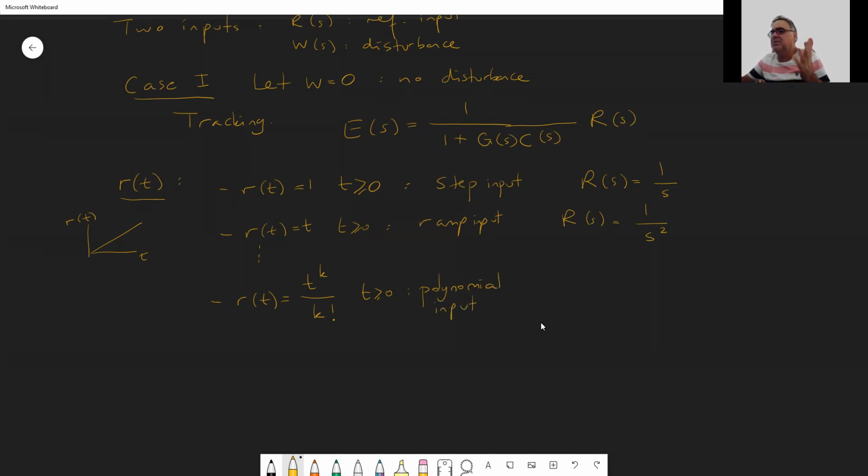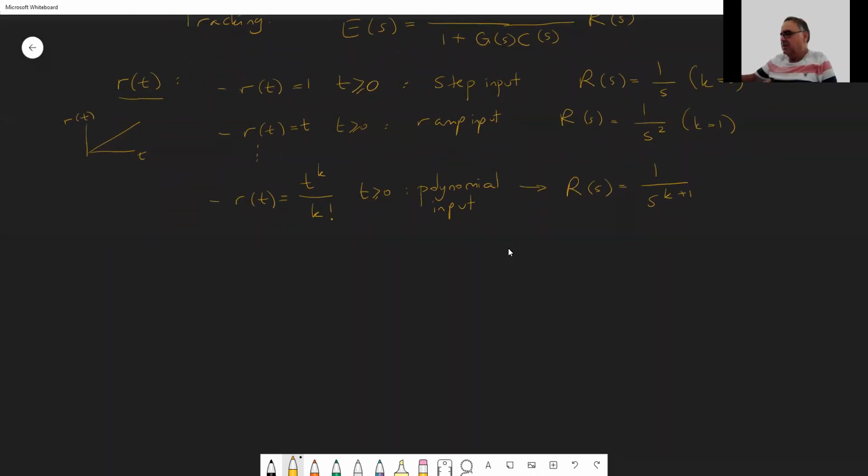It's just a generalization. It's not very much used, but the Laplace transform of such an input is simply 1 over S to the K plus 1. If you look at this, the K term here is 0, and the K term here is 1, if you like. In general, this kind of input includes the step and the ramp inputs, which are the most common inputs. So we will look at the general case and try to find out results from here.